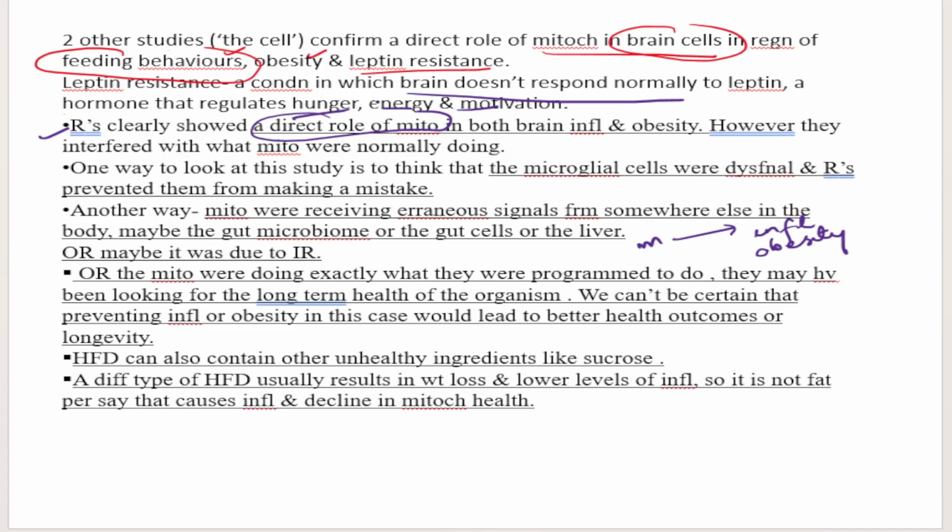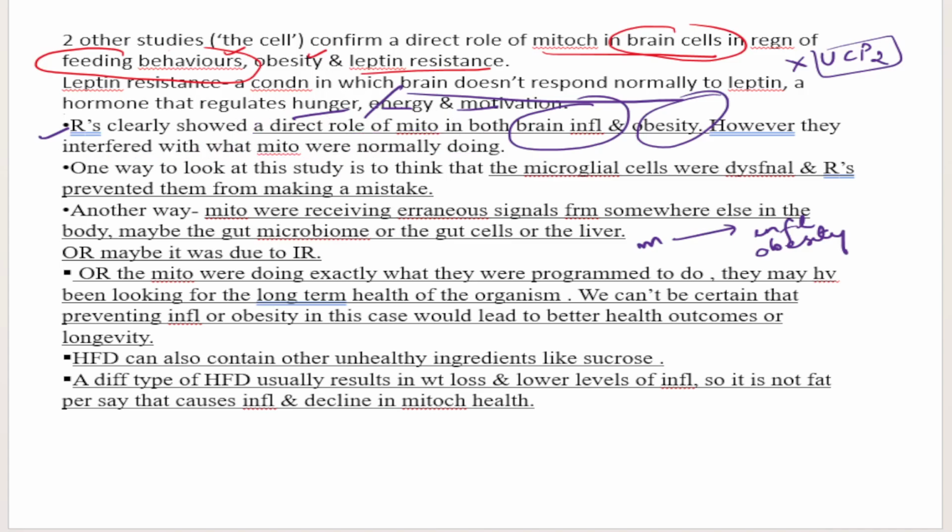So researchers showed a direct role of mitochondria in brain inflammation as well as in obesity. However, they interfered with what the mitochondria were normally doing. How? They deleted the protein UCP2, which was causing changes in mitochondrial dynamics, and those changes in mitochondrial dynamics were in turn making the microglial cells cause brain inflammation. So they deleted this protein. They interfered with what the mitochondria were normally doing.